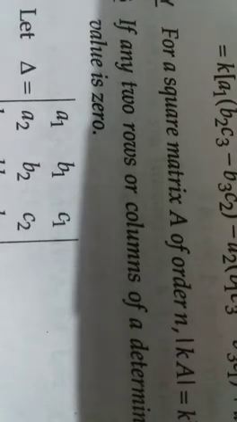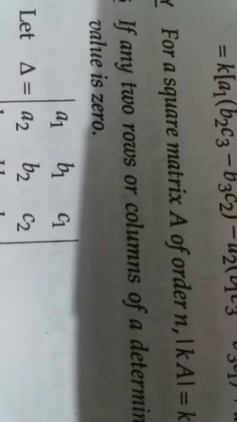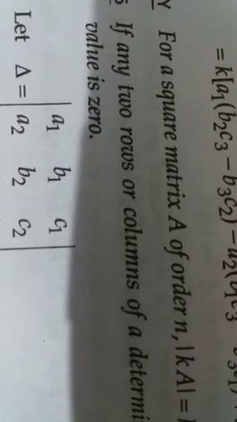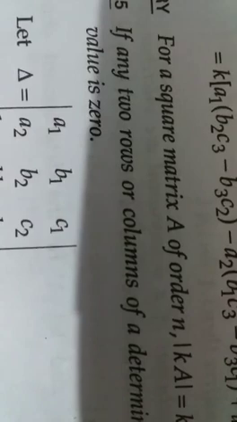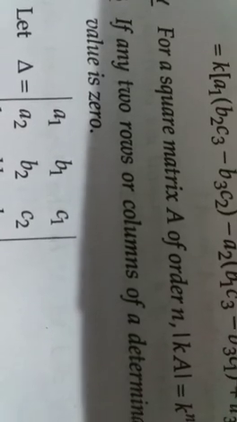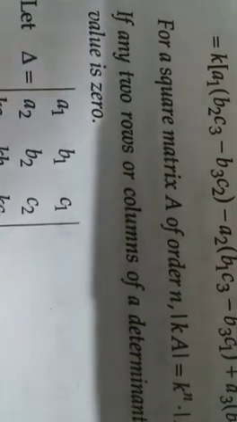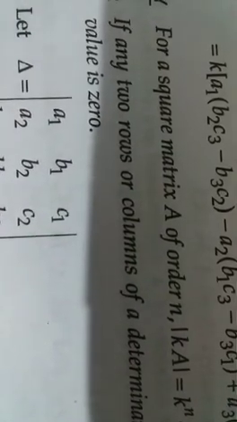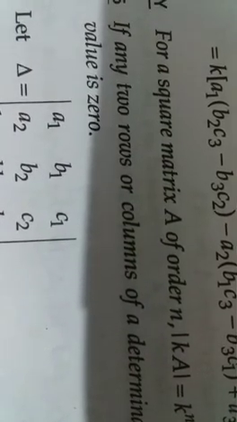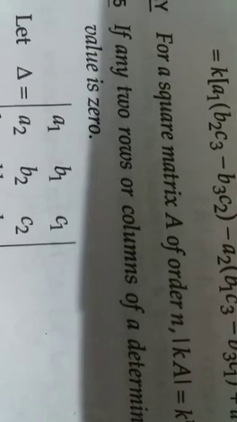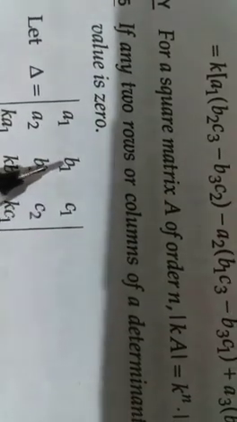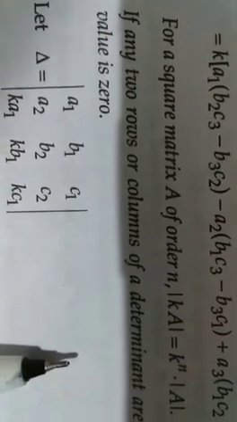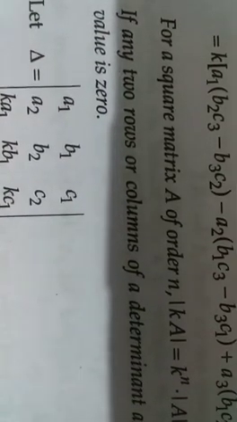In our previous class, we have seen theorem 4, and in this class, let us see our next theorem, that is theorem 5. If any two rows or columns of a determinant are proportional, then its value is what? 0. So all this property we have to remember that if any two rows or columns of a determinant are proportional, then its value is 0.